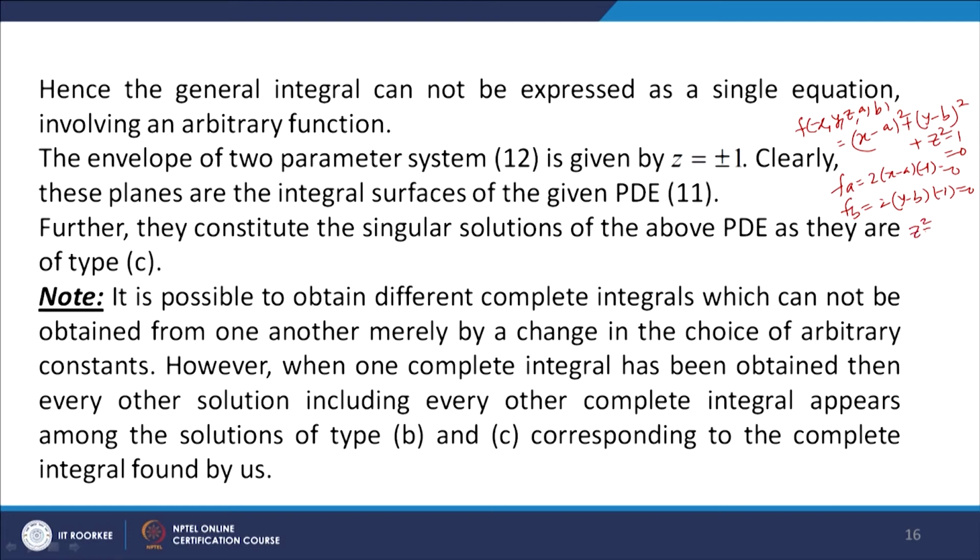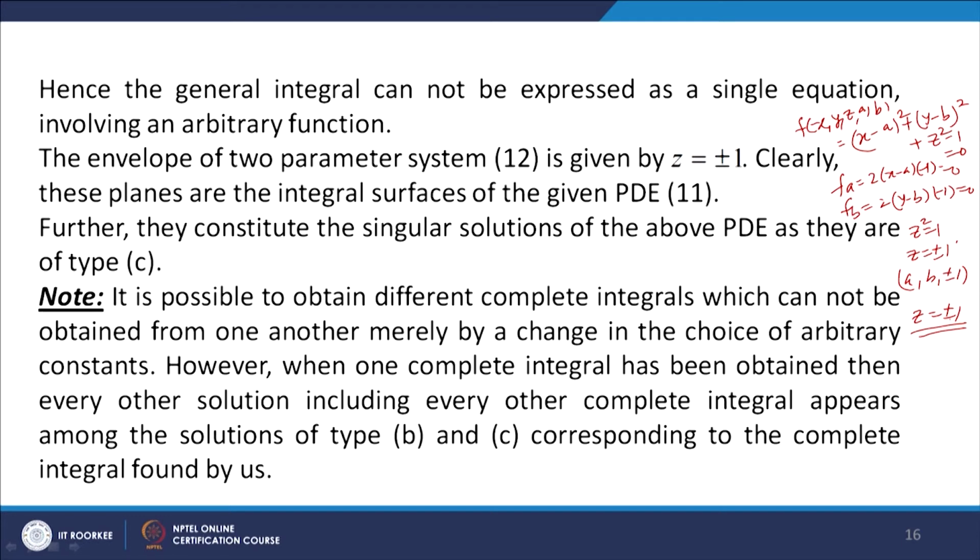Solving these three equations, what do we get? z square equal to 1. Okay. So, z is equal to plus minus 1. Eliminating a and b from f equal to 0, f_a equal to 0, f_b equal to 0, we get z equal to plus minus 1. So, the characteristic points are (a, b, plus minus 1), while the envelope is given by eliminating a and b from these three equations, which gives us z equal to plus minus 1, and which represents a pair of parallel planes. So, the envelope of the two parameter system is given by z equal to plus minus 1.